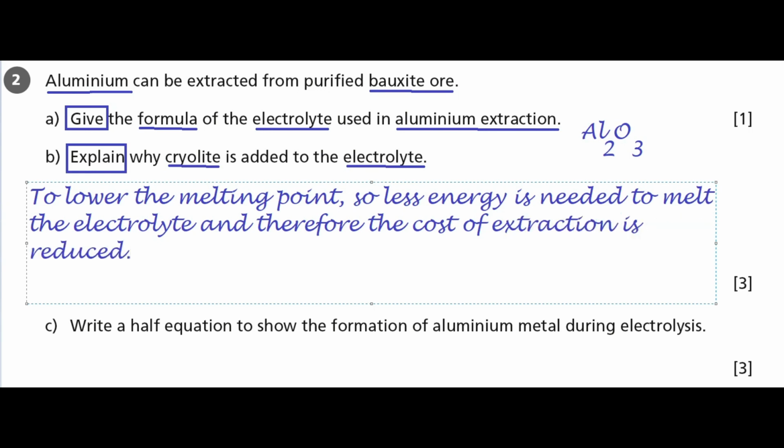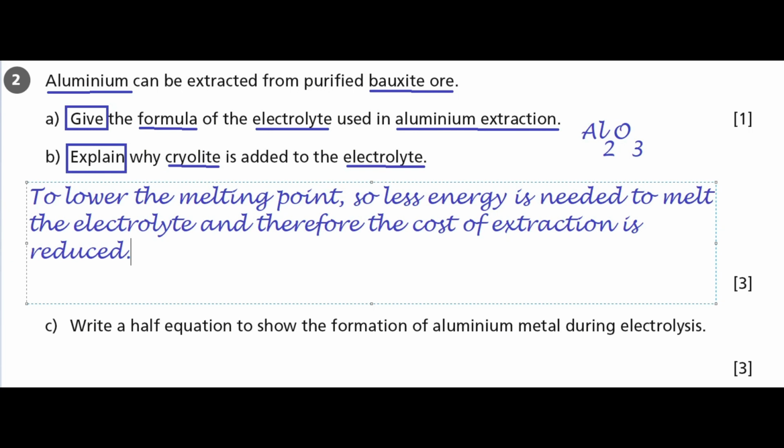So let's reflect on where the marks would be. We can see this is a 3-mark question. We have 1 mark because we're stating that by adding the cryolite we lower the melting point. The second mark, we're then suggesting why that's important, i.e. less energy is needed to melt the electrolyte. And the final mark is for relating that to an industrial process, and that will reduce the cost of extraction.